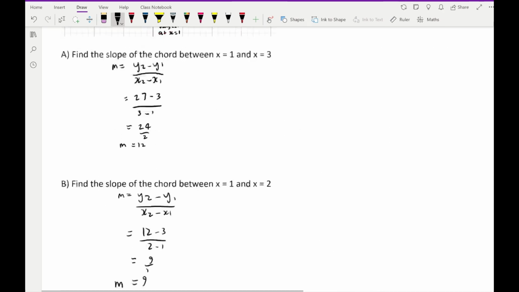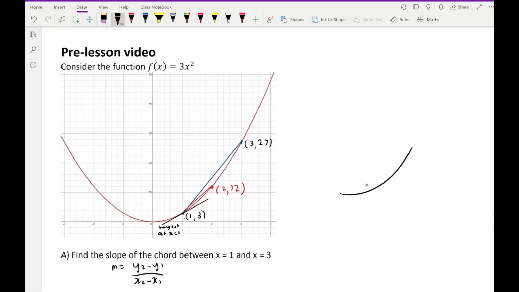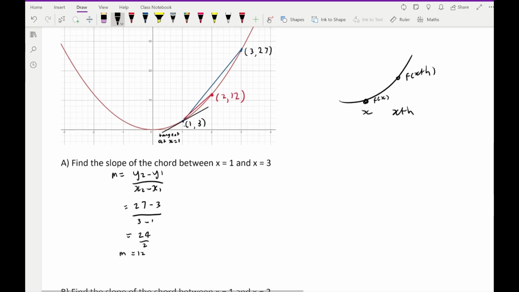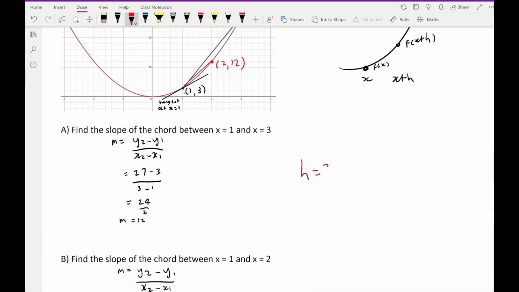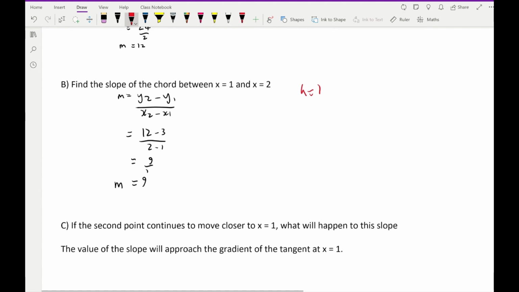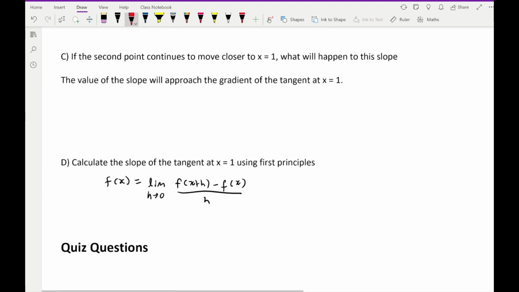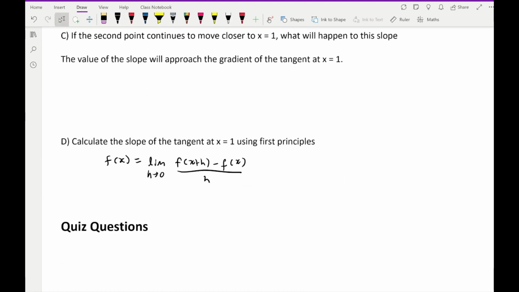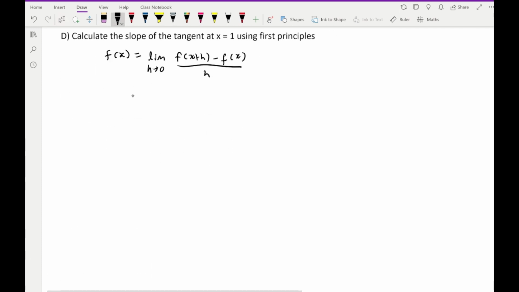Okay, so let's think about what this means. Well, if I've got my point here, here's x, and here's x plus h, then the height of this point would be f of x, and the height would be f of x plus h. So in this case, for example, we would have had h equals 2, because 1 plus 2 gives you 3. And this would be an example where h equals 1. And if we want the slope, we're just going to have to make h really small. So like maybe 0.001 or something.